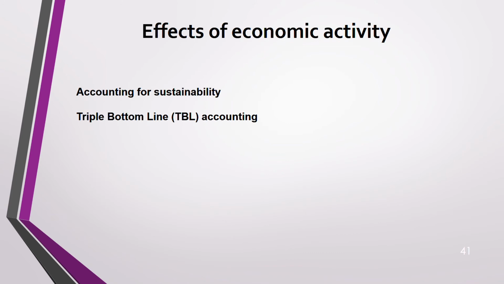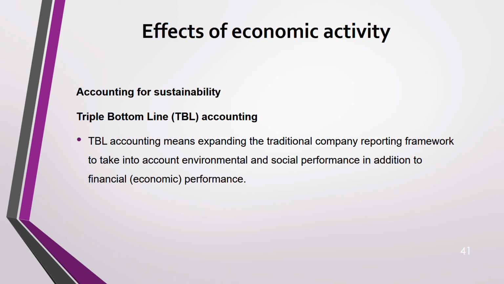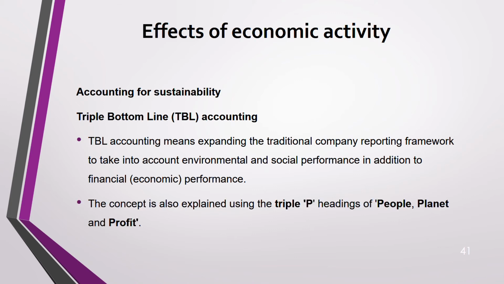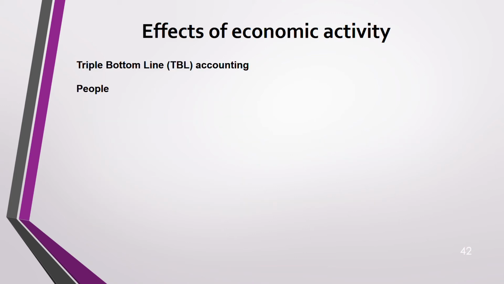Next, triple bottom line accounting. First was full cost accounting, now it is TBL accounting. TBL accounting means taking into account all three things: economic, social, environment. Financial economic performance was already there before. They are taking two more extra: environment and social performance also. Second, again the concept of triple P: people, planet, profit. So let us start with the people, one by one. We'll go through all three P's.